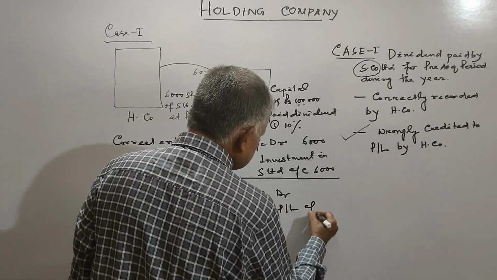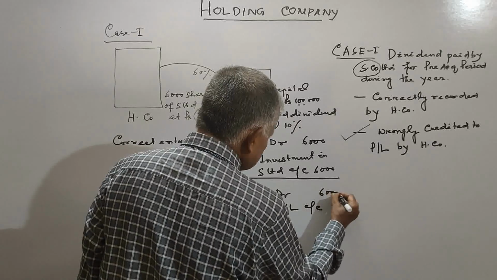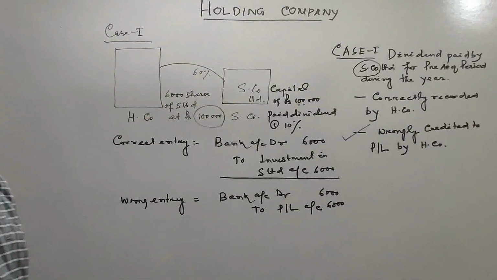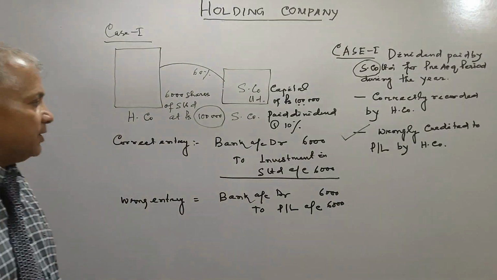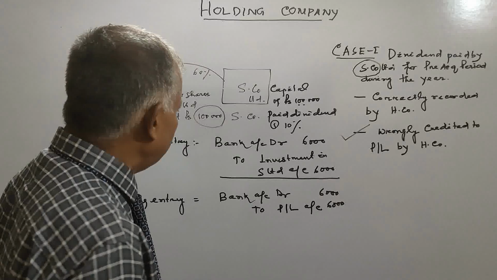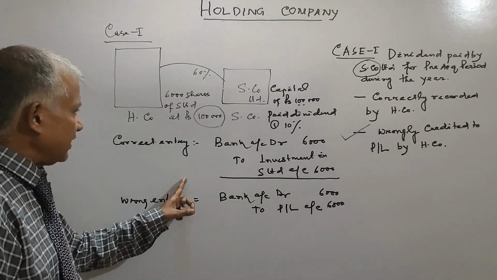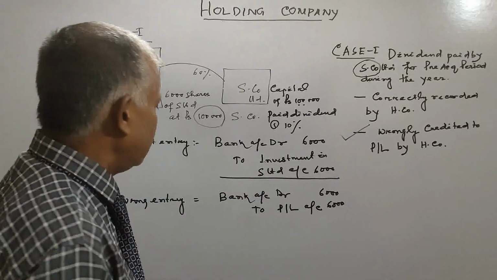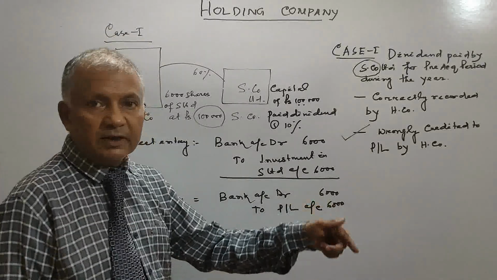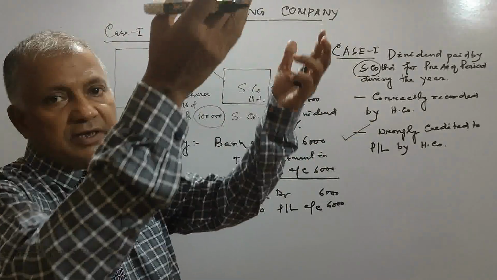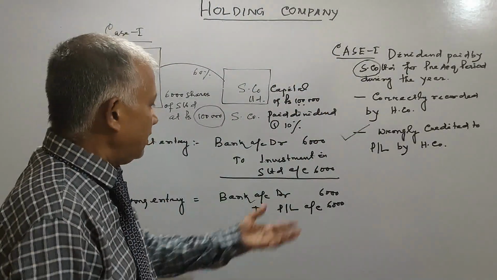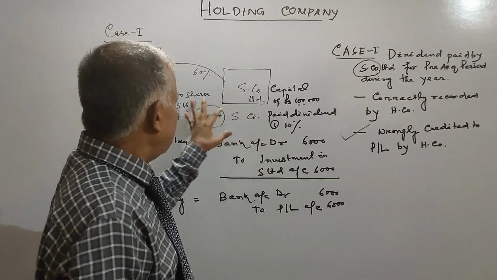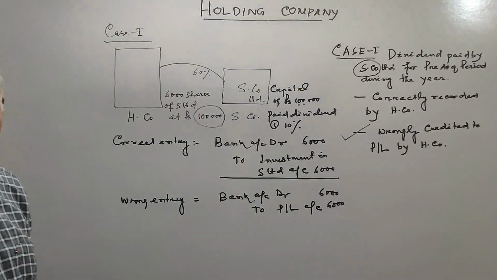I am writing the straight entry, 6,000. Generally they will tell you it is wrongly credited to the profit and loss account by the holding company. In that case, the investment account has not been credited, the PL account has been credited. So the PL balance in the books of the holding company will increase and the investment remains unaffected.